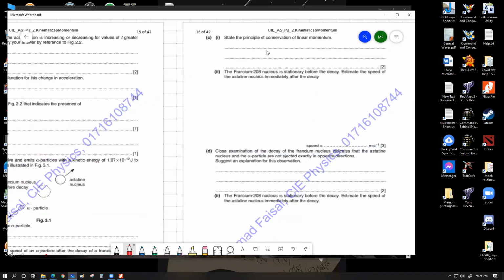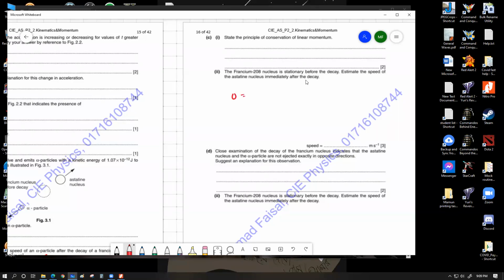Next, the question says state the principle of conservation of linear momentum. You just mentioned that, 2 marks, one for the precondition, another for the statement. Number 2 says the francium 208 nucleus is stationary before the decay. Estimate the speed of the astatine nucleus immediately after the decay. Important bit. So what is happening over here? Before the breakdown, the total momentum of the combined object was 0. So I can write 0 over here.